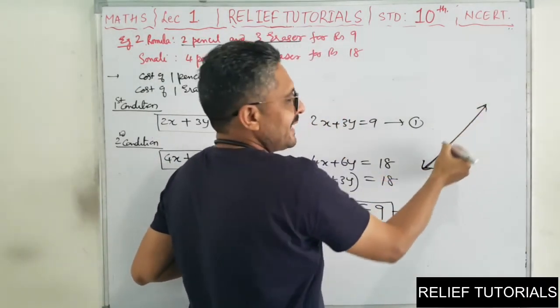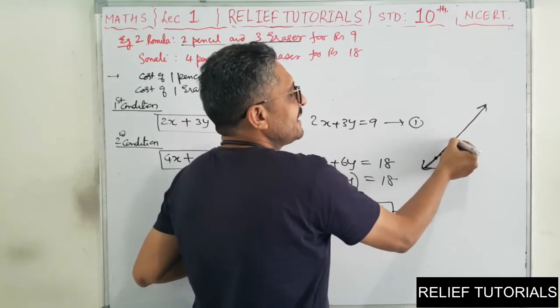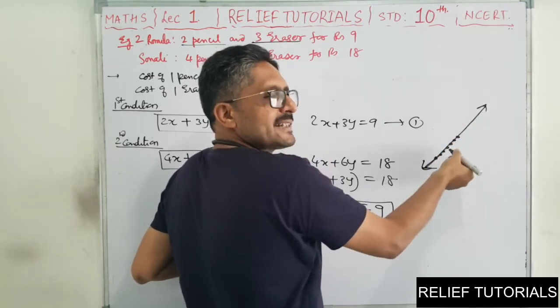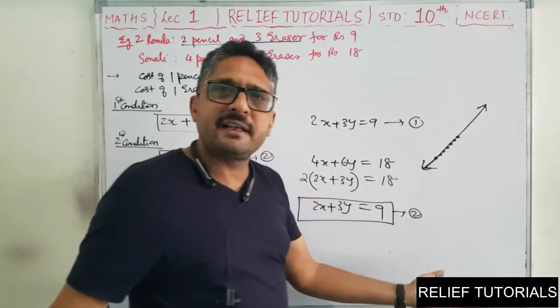So they are coincident lines. So all these points belong to both the lines. So it is a solution. So how many solutions? Infinite solutions.